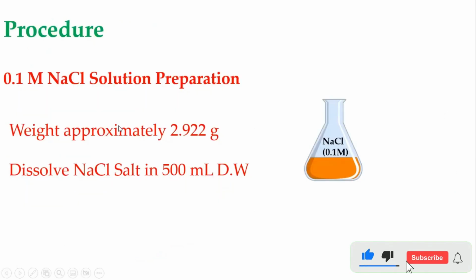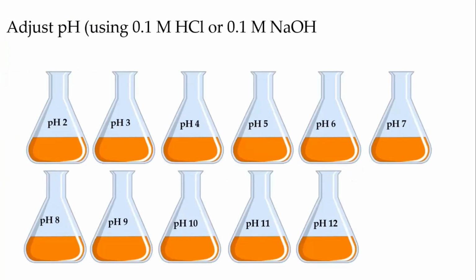For the salt addition method, the salt which we will use is sodium chloride, NaCl, 0.1 molar NaCl solution. If you don't know how to prepare a 0.1 molar solution, you can weigh approximately 2.922 grams of NaCl and add it to 500 ml distilled water. After this, we will take 11 different flasks and label them as pH 2, 3, 4, 5, 6, 7, 8, 9, 10, 11 and 12.